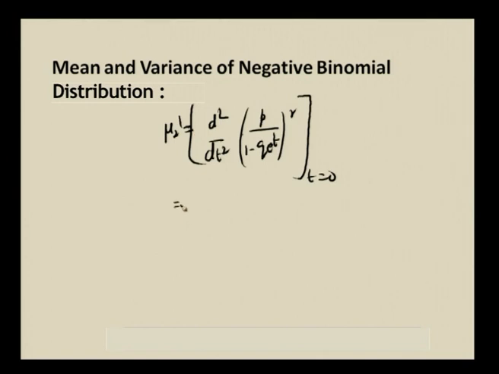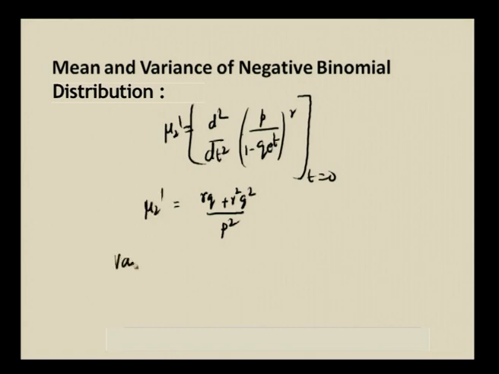So, twice differentiating and then substituting t is equal to 0 will give you, in the usual way we can do, r q plus r square q square by p square. I am skipping this proof because it is getting repeated again and again. Two times you have to differentiate and then put t is equal to 0. So, this is r q plus r square q square by p square, this is mu 2 dash.